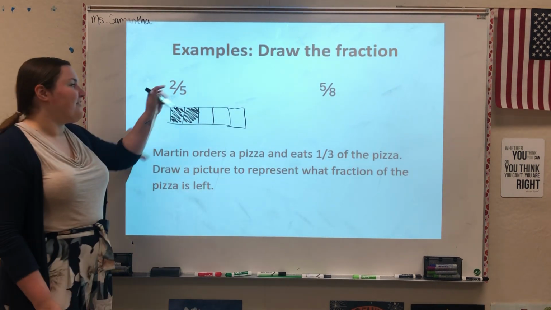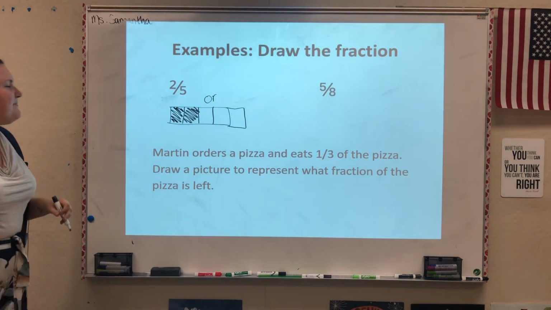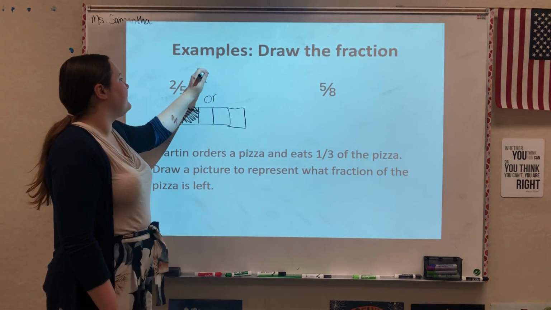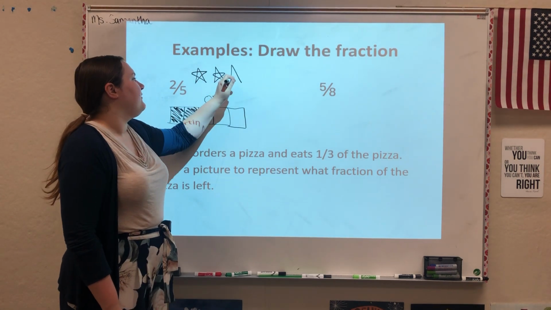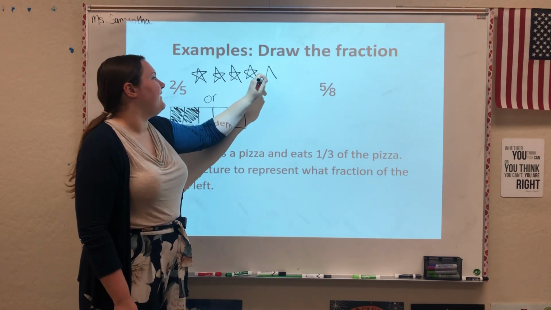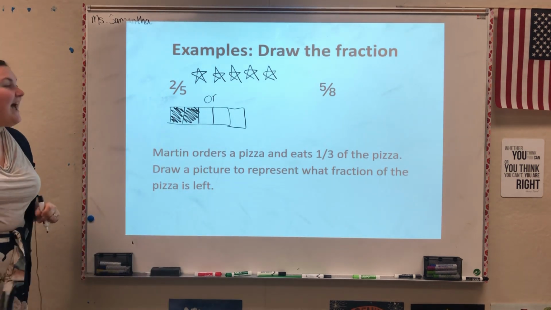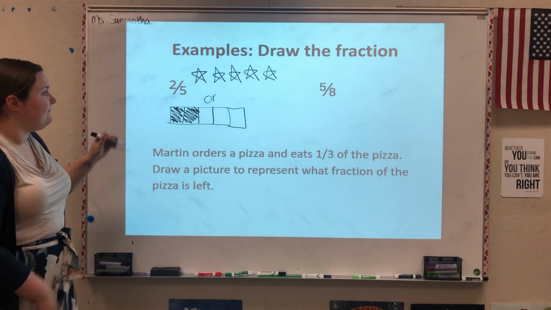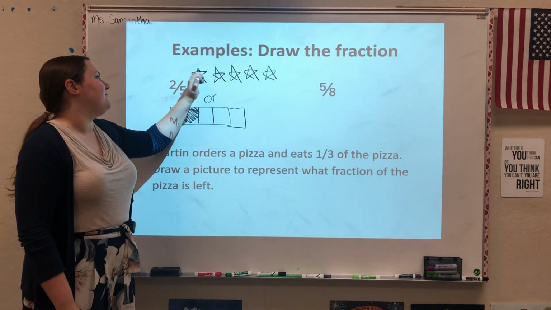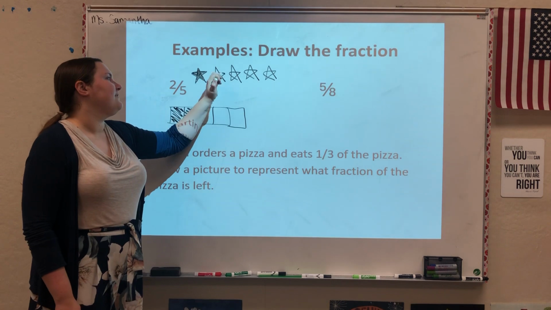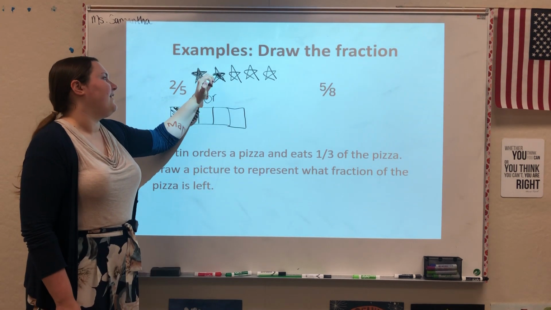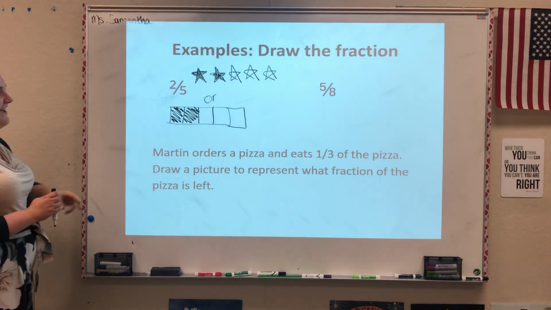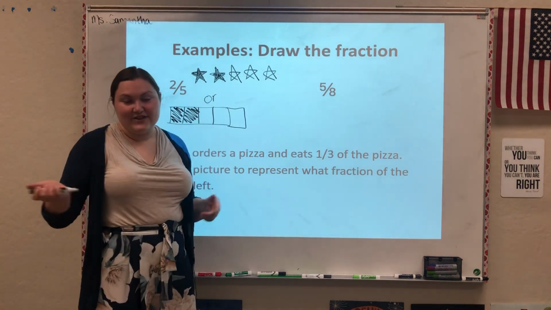So another way I could do it is maybe I've got a set of 5 stars. So here's a star, 1, 2, 3, 4, 5. So there's 5 stars. I want to show that 2 of my set are shaded in. So I could also come in and do something like that. And there. Oh yeah, so beautiful. That's another way you could show it, right? 2 out of the 5 stars are shaded in. That's 2/5.